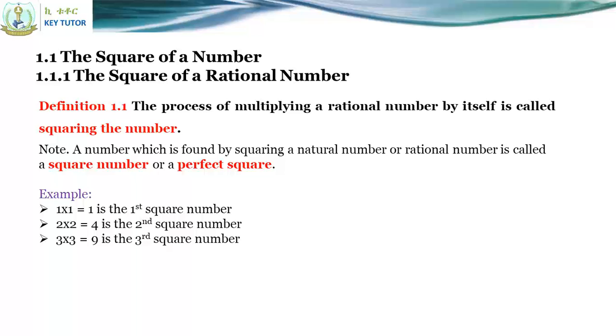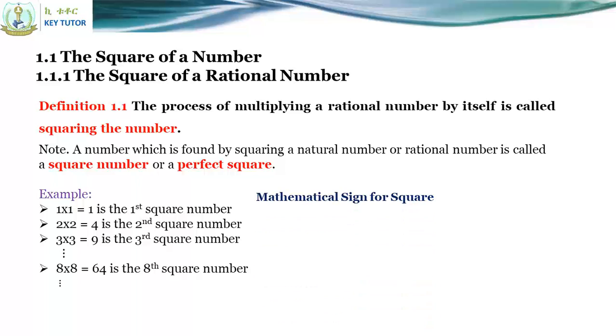So what do you think is the 8th square number, for instance? Perfect. The 8th square number is 64, because 8 times 8 is 64.